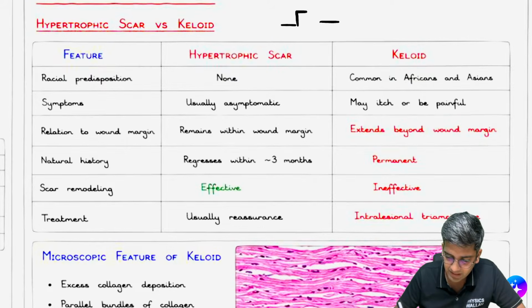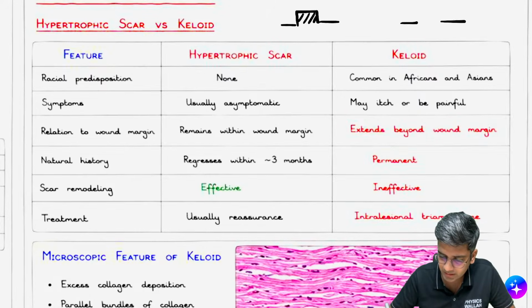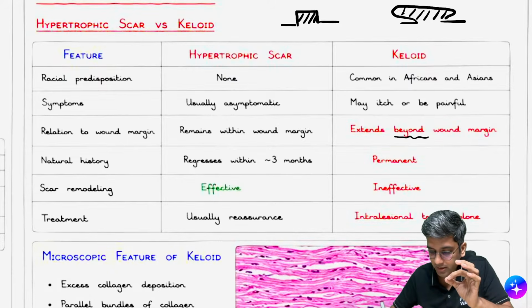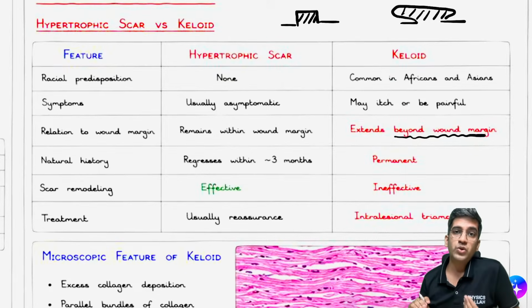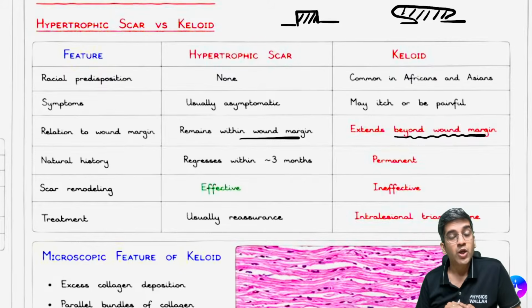So let's say I have an injury here. If the scar is big and only in this place, fine, that is hypertrophic scar. If there is an injury here and the scar goes beyond it, okay, that is keloid. Whenever the scar extends beyond the wound margin, we call it keloid. If the scar is within the wound margin, we call it hypertrophic scar. Why should you differentiate? Because hypertrophic scar regresses automatically, but keloid is permanent.